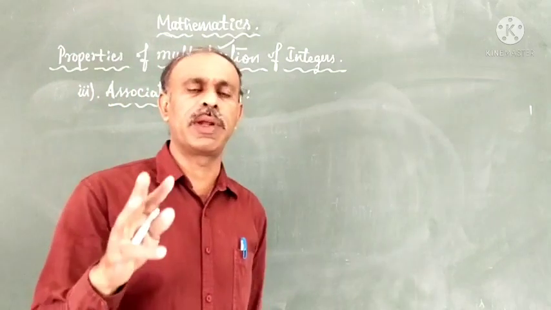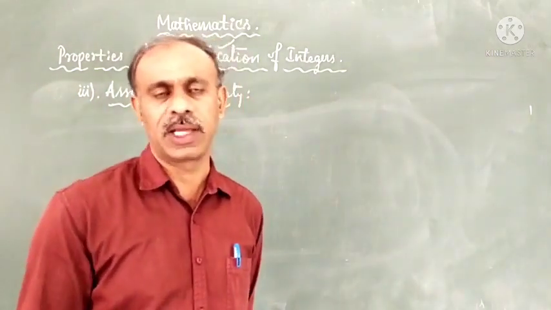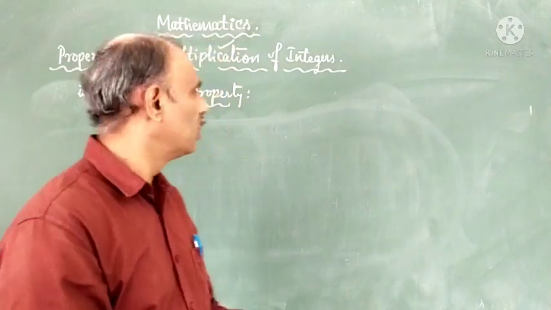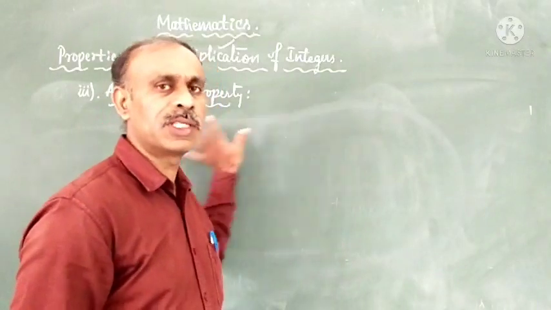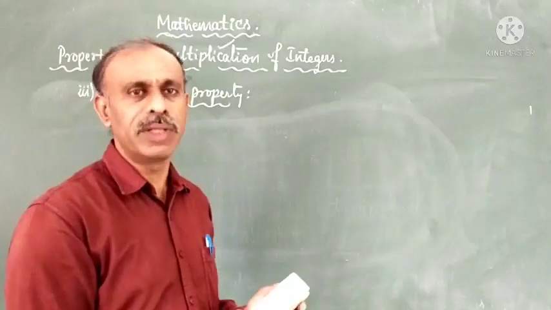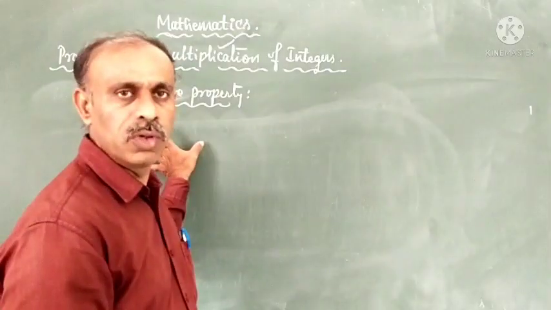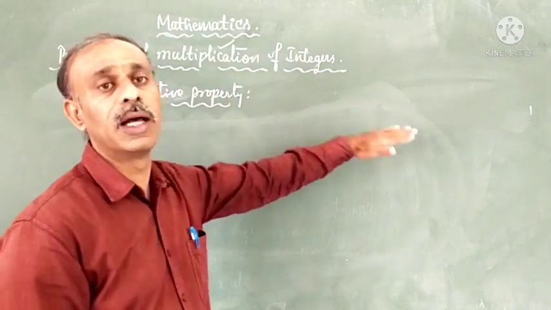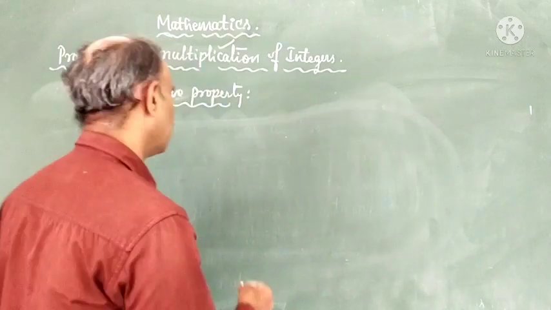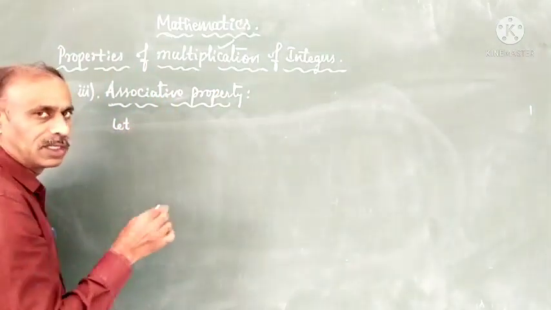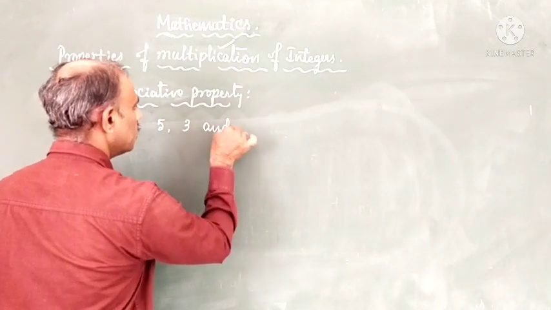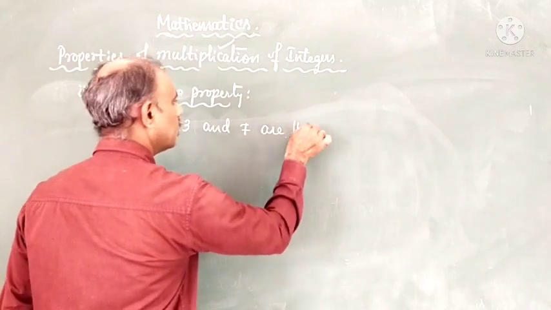In associative property we need three integers. Three integers we have to take. How to write, I already told. Same pattern, both sides we have to write the integers, then group them in a different manner. First two, if you use the bracket, then in the RHS we have to use the bracket for the last two. Like that. So let three integers be 5, 3 and 7.